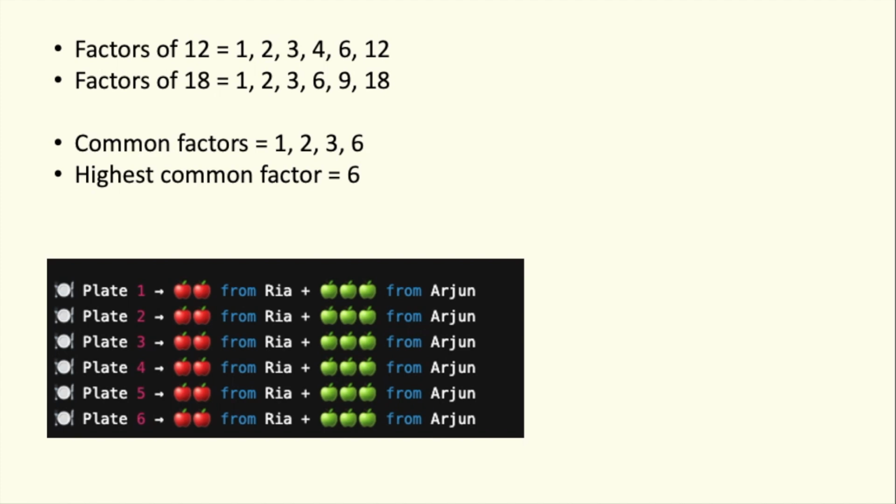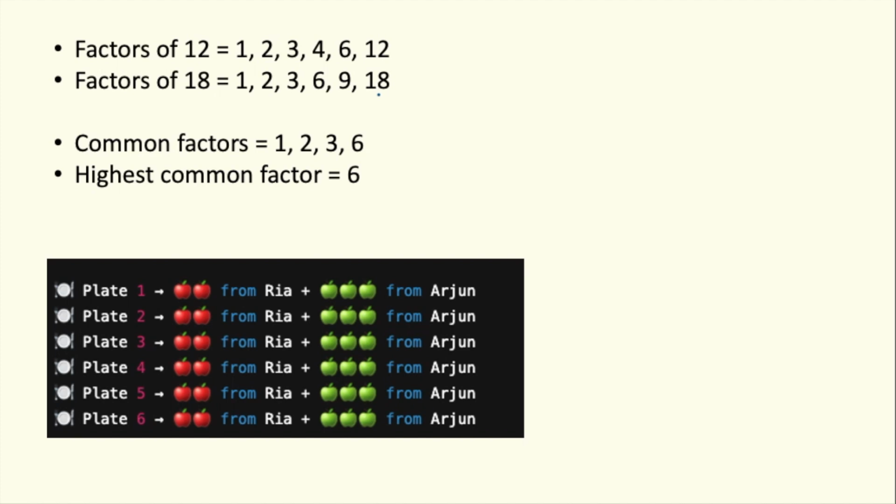Alright, so now that we understand what HCF is and we know that Riya has 12 apples and Arjun has 18 apples, let's actually solve the question we asked. What is the largest number of plates they can make so that each plate gets the same number of apples from Riya and Arjun and none are left over? Let's find out. First, we list out the factors of 12 as shown here. So what are the factors of 12? 1, 2, 3, 4, 6 and 12. Factors of 18 are 1, 2, 3, 6, 9 and 18.